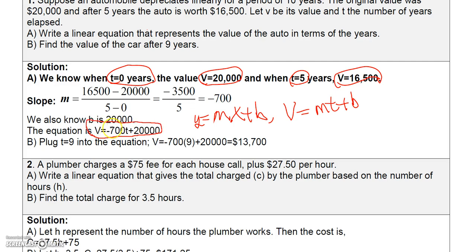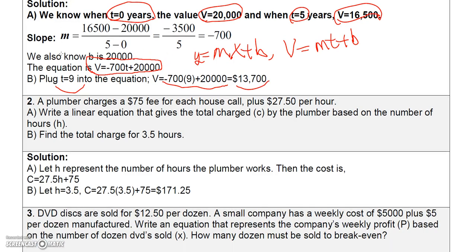And then to answer part B, we just plug t equal 9 into the equation. And so if you plug 9 in here, you get the value is negative 700 times 9 plus 20,000. And then that's going to be negative 6,300 plus 20,000, which is 13,700. So that's the value after 9 years.